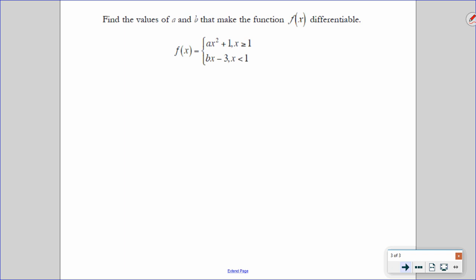Okay, so my equation based on continuity, remember that's where I'm just going to plug in 1 for x, and I'm going to set the equations equal to each other. And again, that is based on the definition of continuity, okay? So if I plug in 1 for x, here I'll end up with a plus 1 equals, and then if I plug in 1 here, I'll end up with b minus 3. So we'll have a plus 1 equals b minus 3.